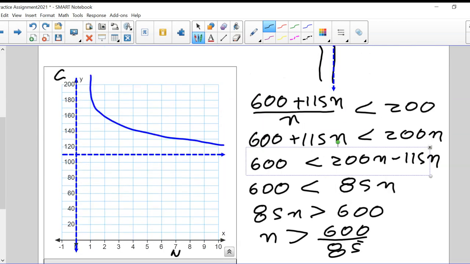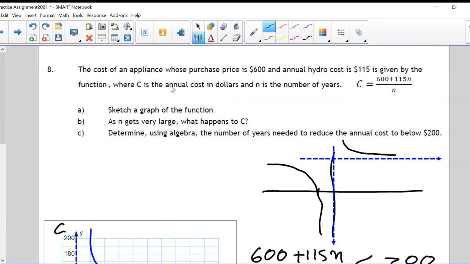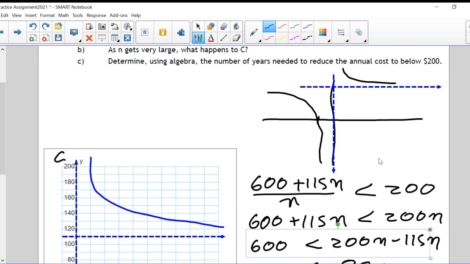Let me just remind you what this cost was. This was the cost given by the annual cost. So this is the cost per year, right? This function here is the cost per year, so it's really a rate. This is what it's costing you per year for the fridge. So it's taking the initial cost plus the cost per year, dividing by the number of years, et cetera, et cetera. Okay, I'm going to move along.